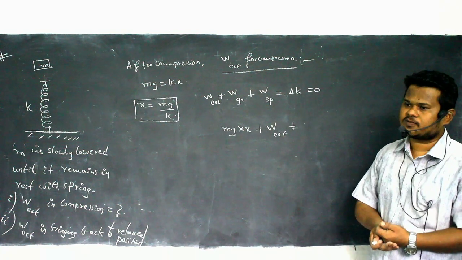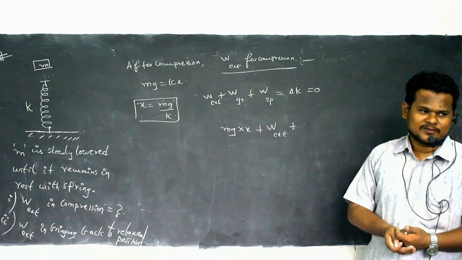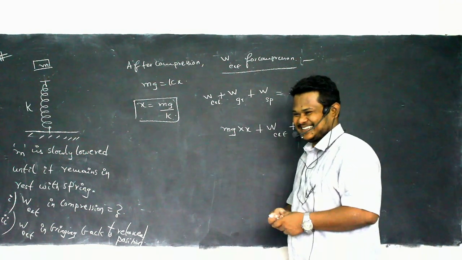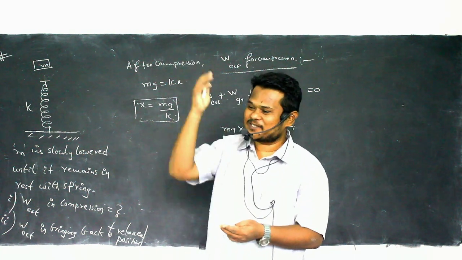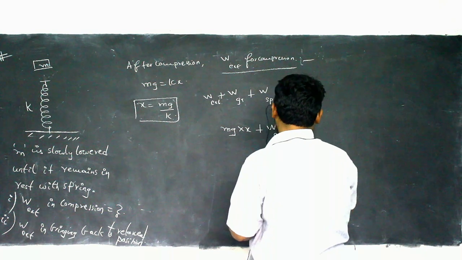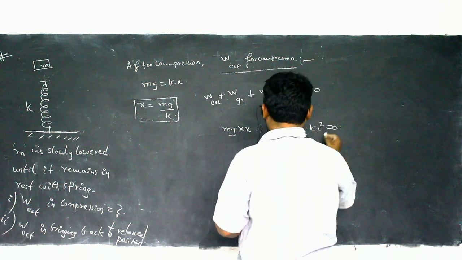Minus kx. Minus half kx square, no? Why minus half kx square? Why minus? Spring is compressed downwards. Then spring will give force in opposite direction. So therefore, minus half kx square should be equal to zero.